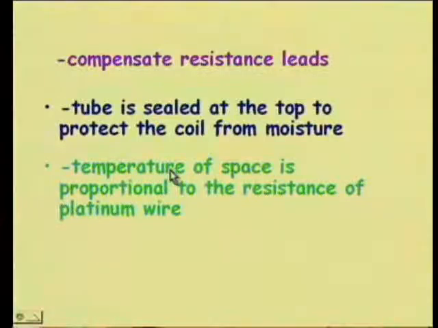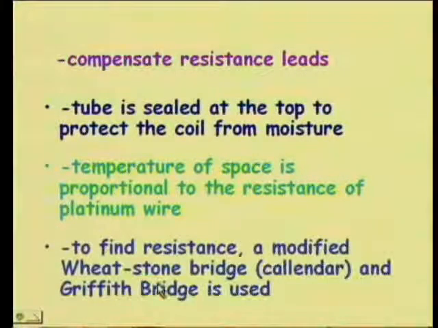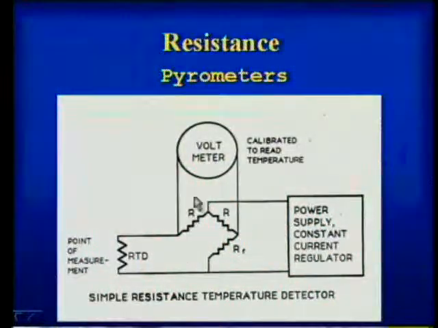This is an important thing: the more the temperature, the more the resistance. So this is directly proportional. To find the resistance, a modified Wheatstone bridge, called the Callendar and Griffiths bridge, is used. Either the Wheatstone or the Griffiths bridge can be used, and we can measure the resistance. Now let us see another figure of this resistance pyrometer, the same as explained, but in a different form.